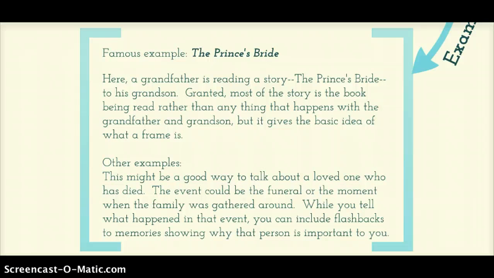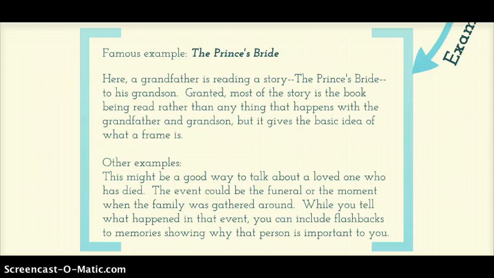Okay, here's a famous example. If you're familiar with the movie The Princess Bride, you understand that the beginning of the story takes place in modern day. It's a grandfather who's reading to his grandson who is sick. And he happens to be reading the story, The Princess Bride. Now, granted, most of the story in the movie is the book being read rather than what happens between the grandfather and the grandson, but it should still give you the idea of what a frame is, where there's a main event, and within that event there are flashbacks or connections to another story.